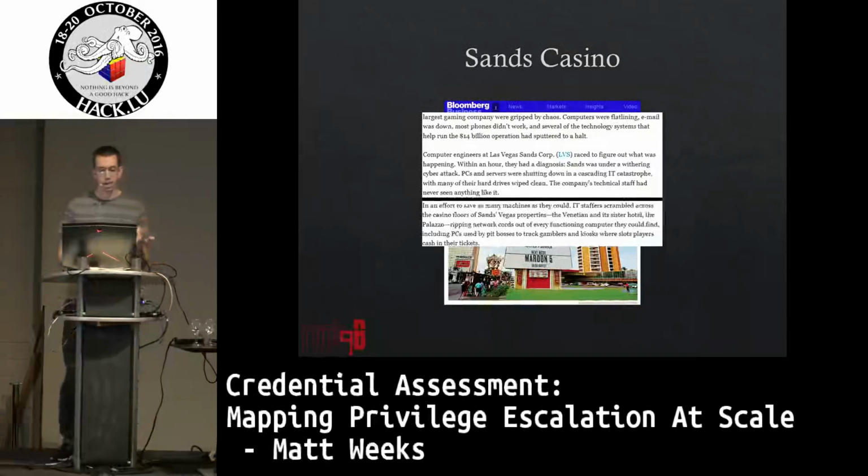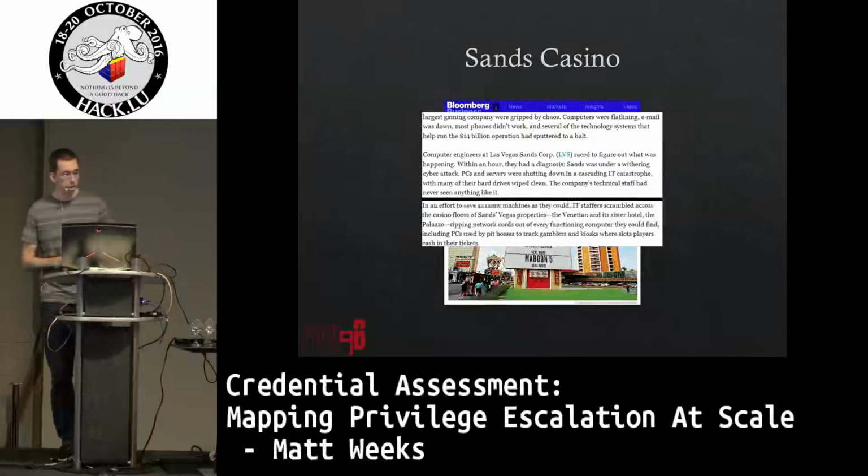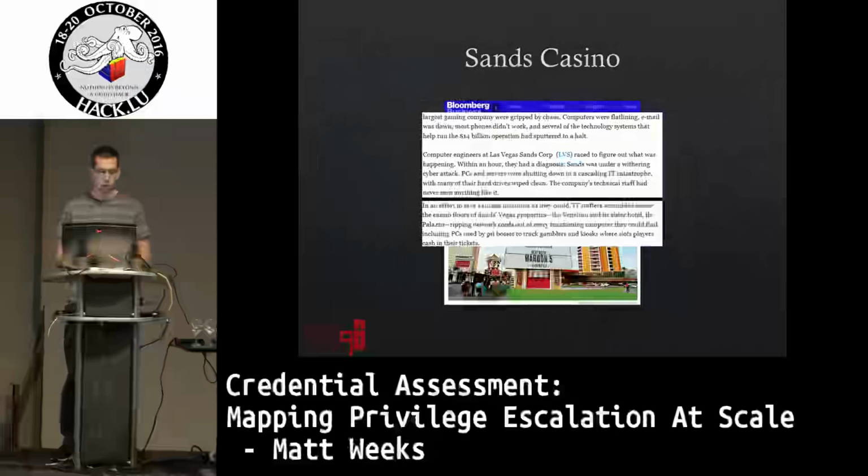When the attack hit, the computer engineers raced to figure out what was happening. Within an hour, they had a diagnosis. Sands was under a withering cyber attack. PCs and servers were shutting down in a cascading IT catastrophe, with many of their hard drives wiped clean.